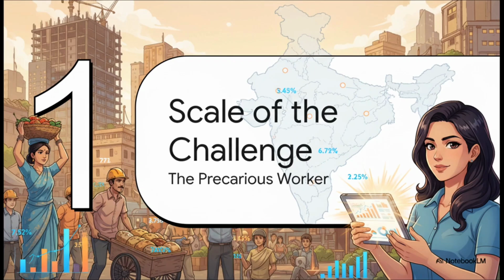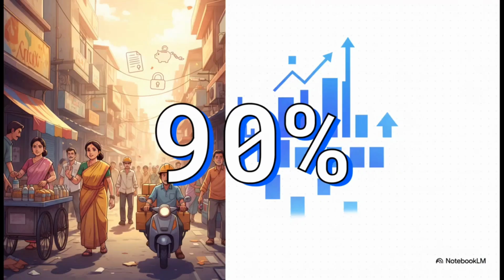So, to really get a grip on this, we first have to establish the sheer scale of the challenge. Sometimes a single hard-hitting data point can set the entire context for the problem. Ms. Rao? That's right, Mr. Sharma. The key figure here, and this is from the Periodic Labour Force Survey, is staggering: 90%. Just let that sink in. 90% of India's urban employment is informal.